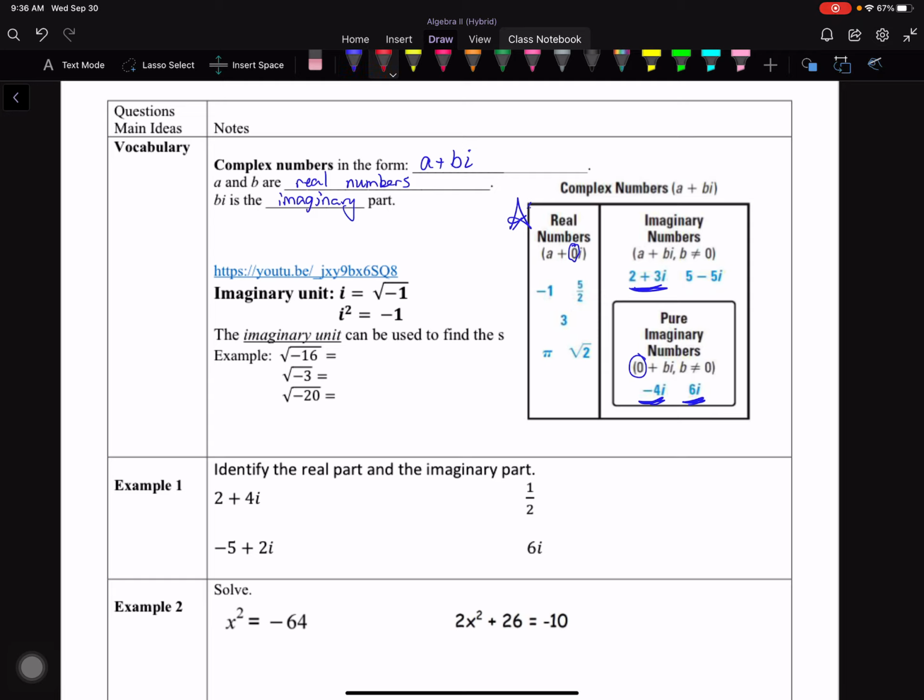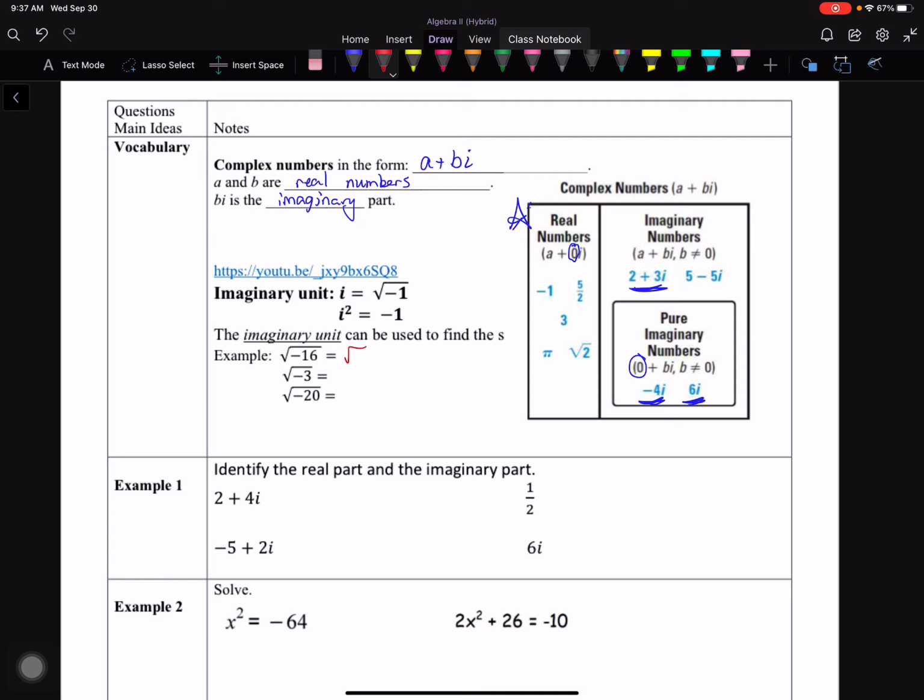For example, we all know what the square root of 16 is. Hopefully it's 4. But if you take the square root of -16, we always just said there's no real solution. The key word there is real. We do have an imaginary solution. So here's where the i comes into play.